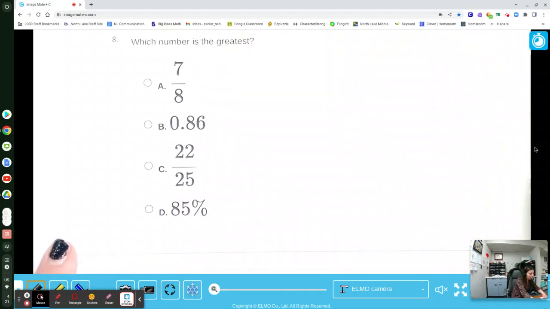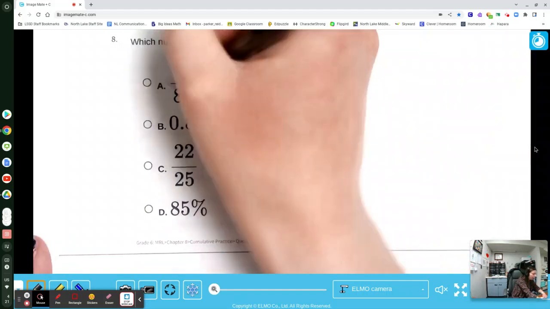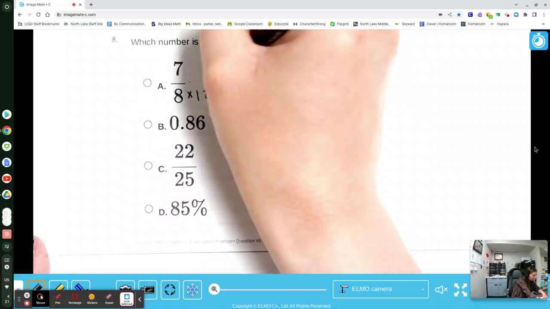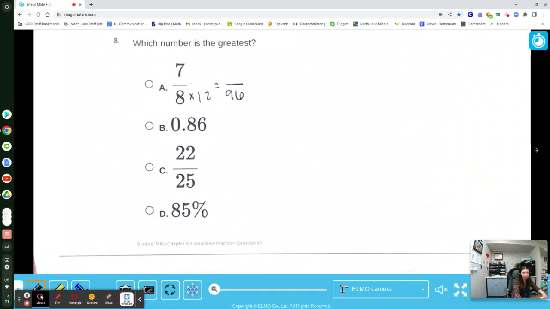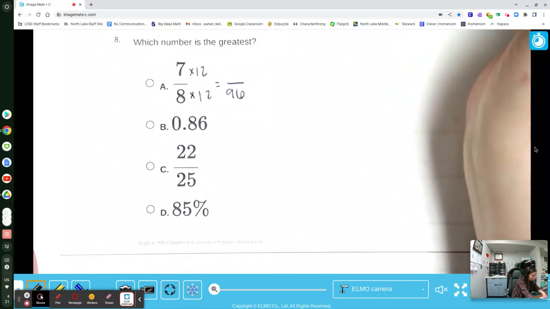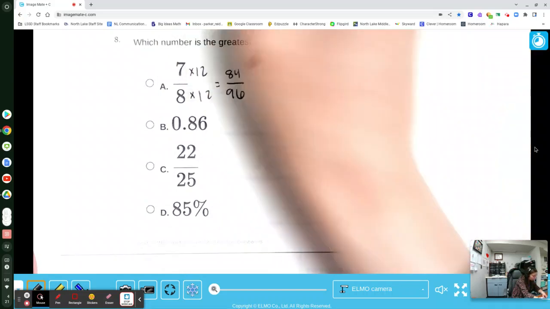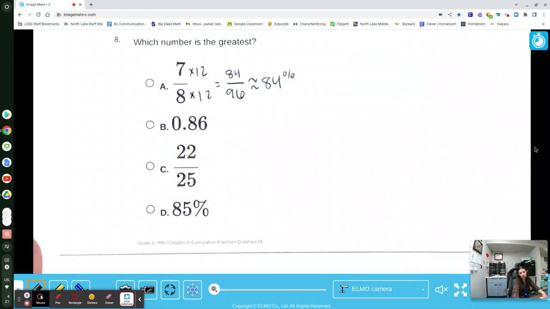So 7/8, if I want to make this a percent, I want to make the bottom number 100. Now 8 doesn't multiply to become exactly 100, but if I multiply it by 12, I get 96, which is pretty close. So it'll at least hopefully help me estimate closely enough to decide which of these is the greatest. So I'm going to multiply the top by 12 also. 7 times 12 is 84. So this is approximately 84%. It's not exactly 84%, but it's close to it. So hopefully that's close enough for us to decide which of these is greatest.